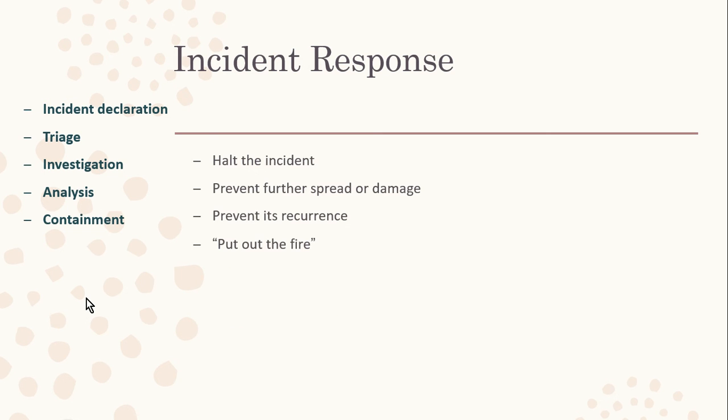Then we're going to be concerned with containment. So once we understand everything, now we have to make sure we can stop whatever it is that's happening, prevent any further damage to our infrastructure, and what controls could we put in place to prevent this from happening again? So again, our main goal here in containment is put out the fire that's burning now, but then also look at how we can prevent that fire from starting again in the future.